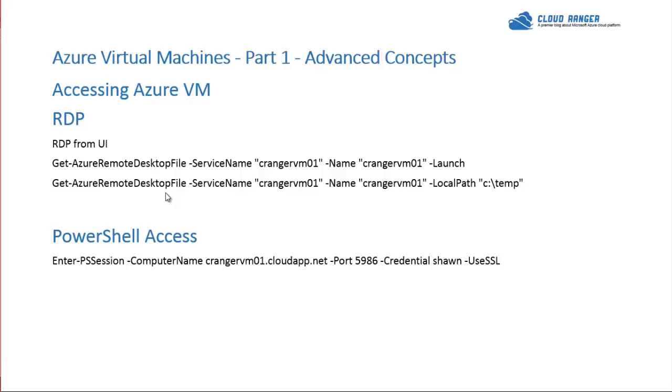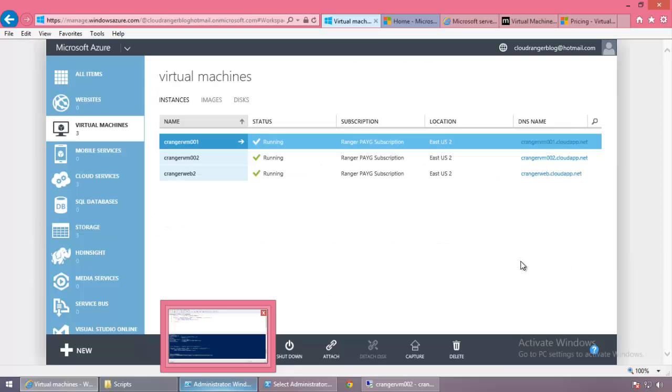Now, the next one is more important: how do you access without an RDP? It means you're going to access this through PowerShell. And this is an interesting one. A lot of people online, on MSDN, have different ways of doing this, but I'll show you how to do this in a very simple way.